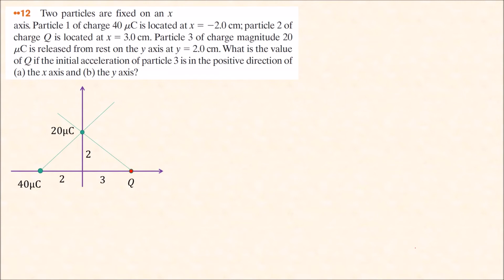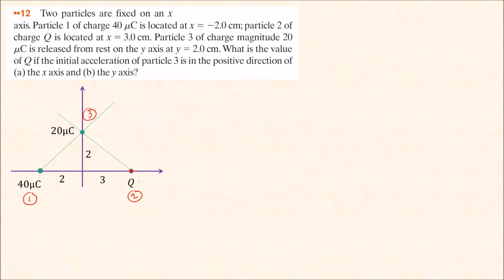Particle 1 of charge 40 microcoulomb is at x equal to -2 centimeters. So this is particle 1. Particle 2 of charge q, not given, is located at 3 centimeters. So this is particle 2. Particle 3 of charge magnitude 20 microcoulomb is released from rest on the y-axis at y equal to 2 centimeters. So this is particle 3 at 2 centimeters on the y-axis and has a charge magnitude of 20 microcoulomb. What is the value of q?